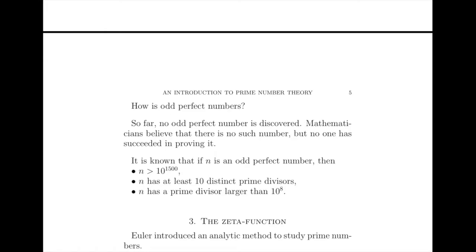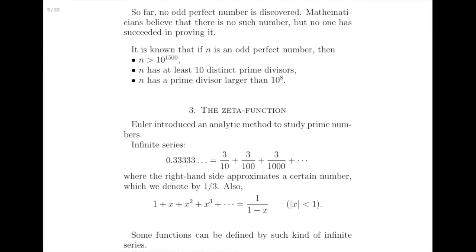So now we are going back to the discussion of prime numbers, and we are now talking about the zeta function. The zeta function was introduced by Euler. Euler is the person who proved the theorem on even perfect numbers. But Euler is also regarded as the father of analytic number theory because he first introduced analytic tools to study theorems in number theory.